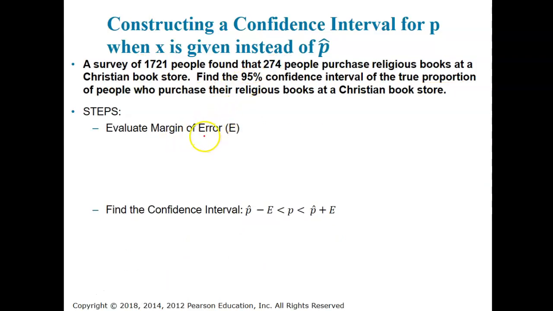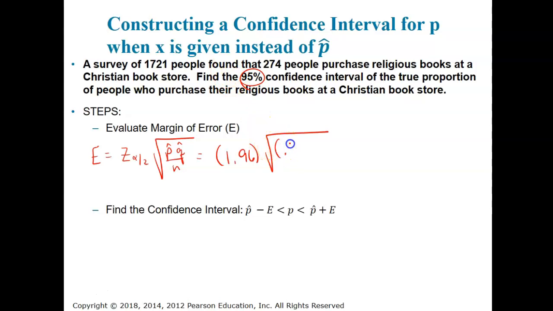Okay, so our margin of error formula is z alpha over 2 times the square root of p hat q hat over n. So this is a 95% confidence interval that we're looking for. So when we're working with 95%, we're going to put in 1.96. That goes back to those critical values that correspond with a given confidence level. Okay, our p hat is 0.159. Our q hat is 0.841, and our n is 1721.